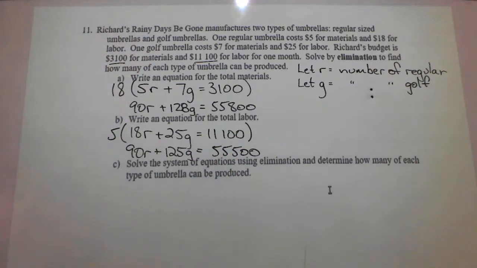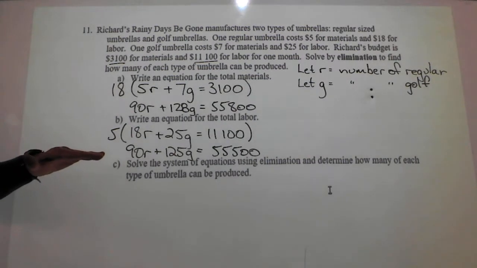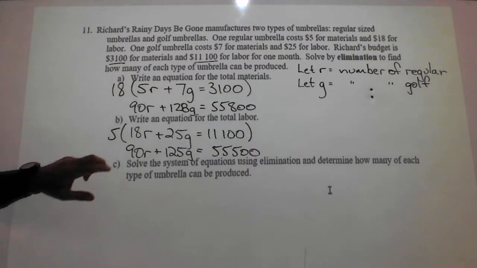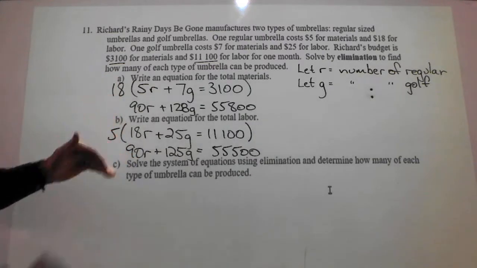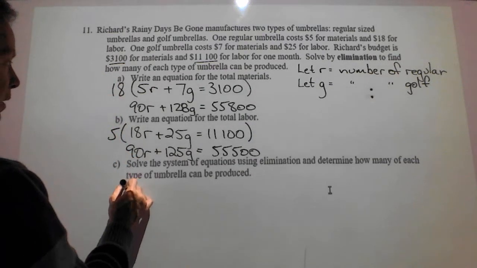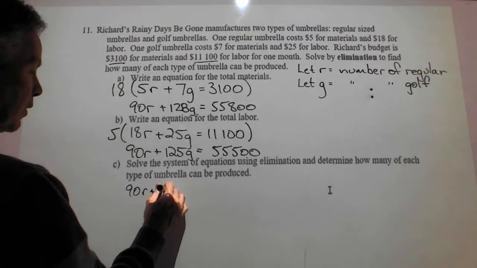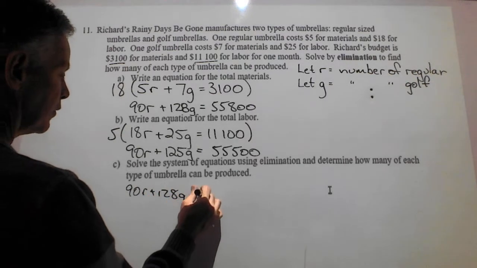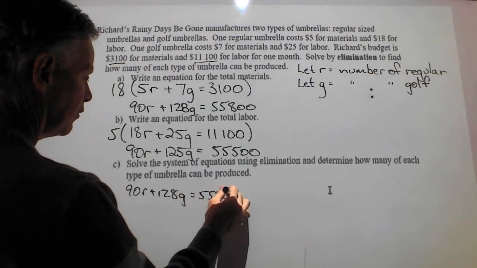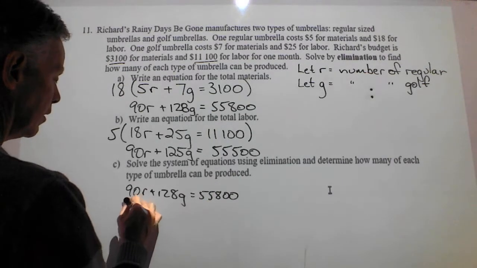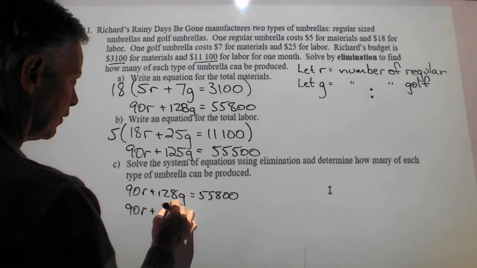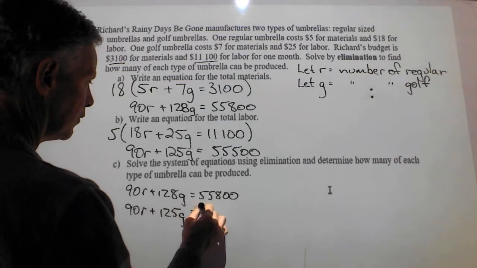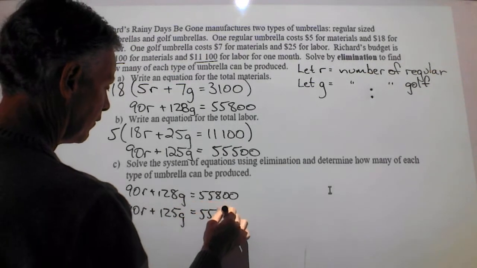Okay. Next step, subtract your equations one from the other. That gives us 90R plus 126G equals 55,800. 90R plus 125G equals 55,500.